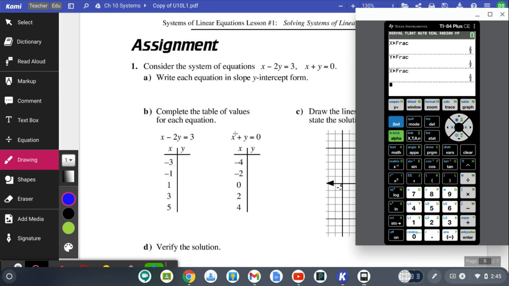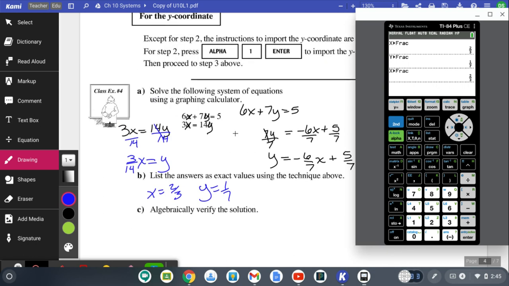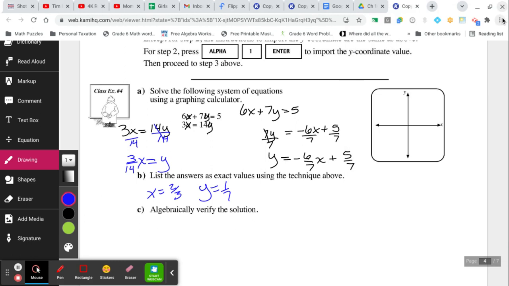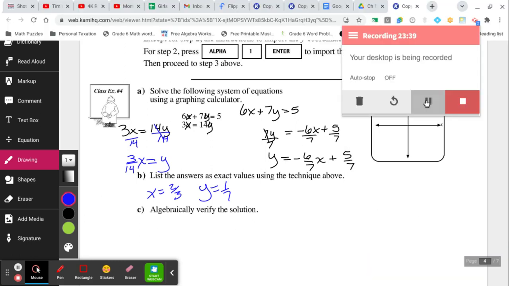You have homework to do. Begin. I didn't verify it algebraically. We could, but I'm not going to do it. Put the point back in. You have half an hour. It is the last lesson. It's called Systems, chapter 10.